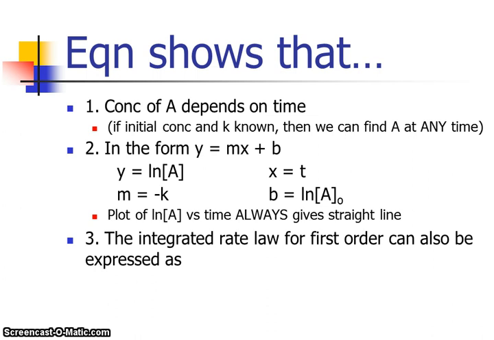So the integrated rate law for first order can also be expressed as the natural log of A initial divided by A after a period of time equals kt. And that's just a little bit of manipulating of the original equation we had.